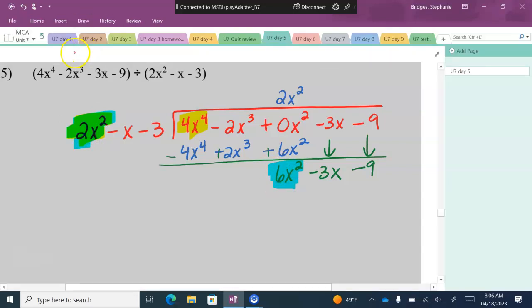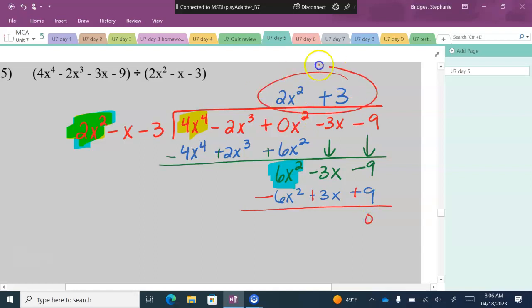Positive 3 or negative 3? Positive 3. So I'm going to put a +3 at the top, and then I'm going to multiply that +3 by everything in the divisor. So that's going to give me 6x squared minus 3x minus 9. And then I'm going to draw my line and change every sign. What's my remainder going to be? 0. So my final answer is just the 2x squared plus 3.